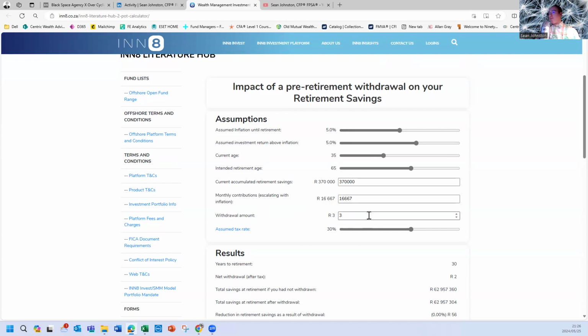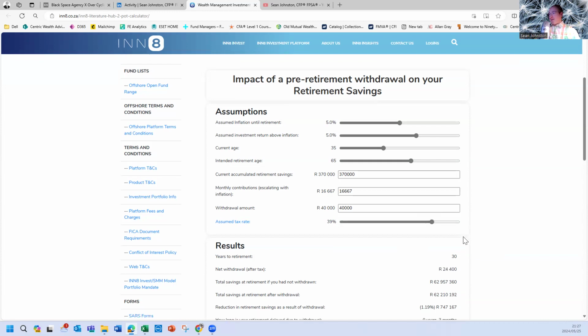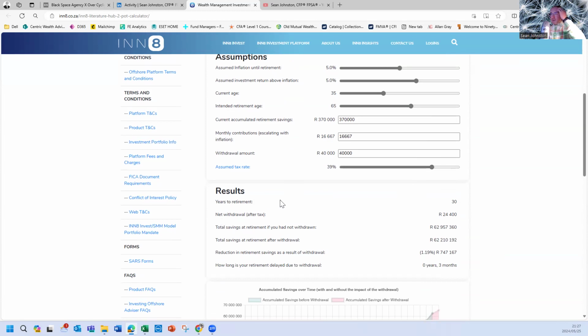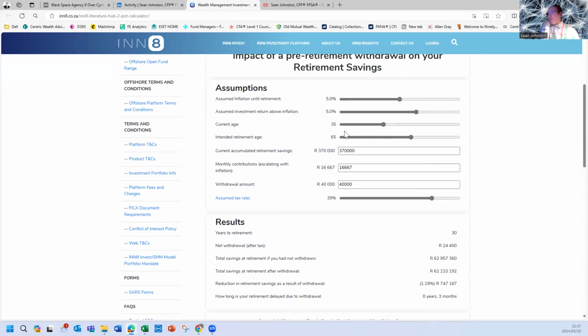Okay. Withdrawal amount we said was 40. Assume tax rate. Now mine does calculate the tax, but you said it was 39%. So I'm just going to put it on 39% because I said the taxable income was 800,000. Okay. So years to retirement is 30 because I'm 35 plus 30 is 60. Net withdrawal after tax is 24,440. Okay, so you're taking out 40,000 Rand. It does all the calculations for you.